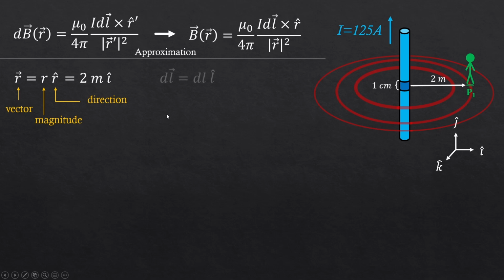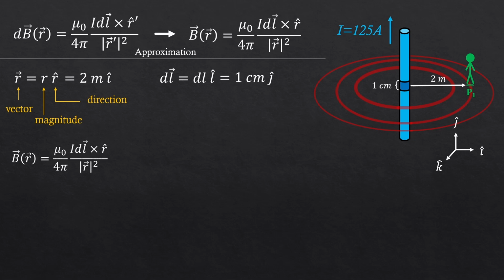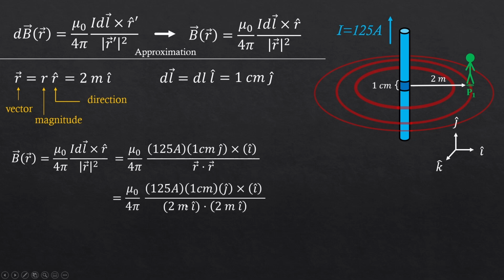Similarly, dL is a vector, so this should be 1 centimeter in the j hat direction, because the current is flowing up, right? So, using this information, I is the 125 amperes, dL was 1 centimeter j hat, R hat is just i hat, so you only plug in the direction, don't bring 2 meters in here, okay? Down below, we have R squared, which means vector R dot vector R. You learned this from calculus. So here we bring 2 meters i hat and 2 meters i hat.